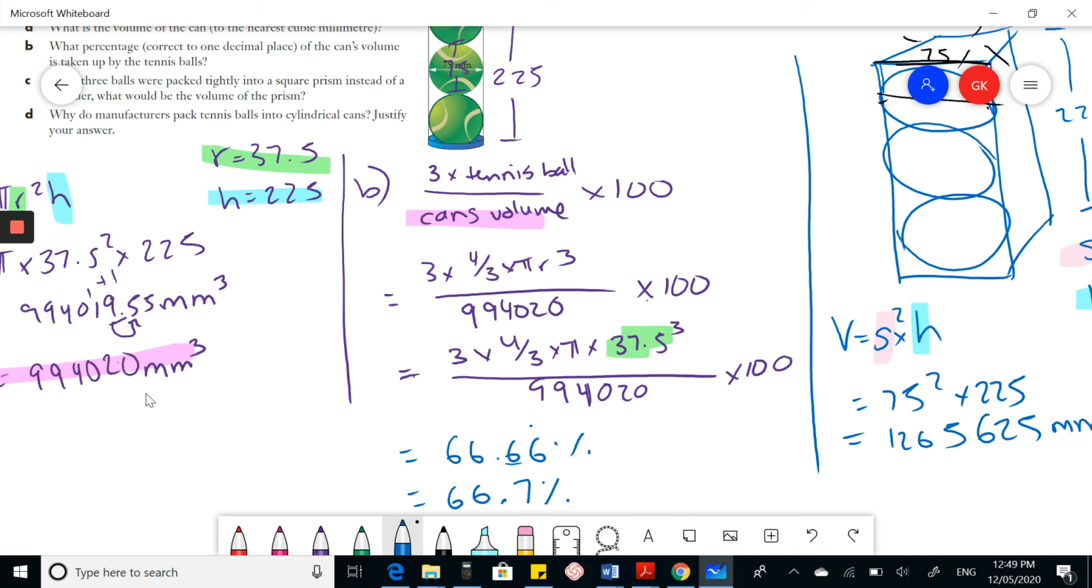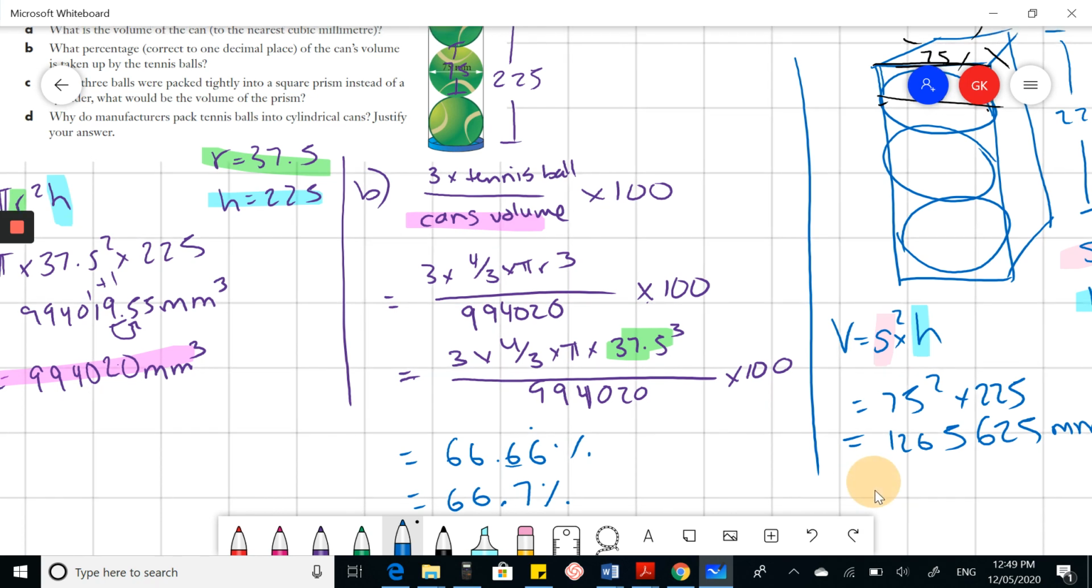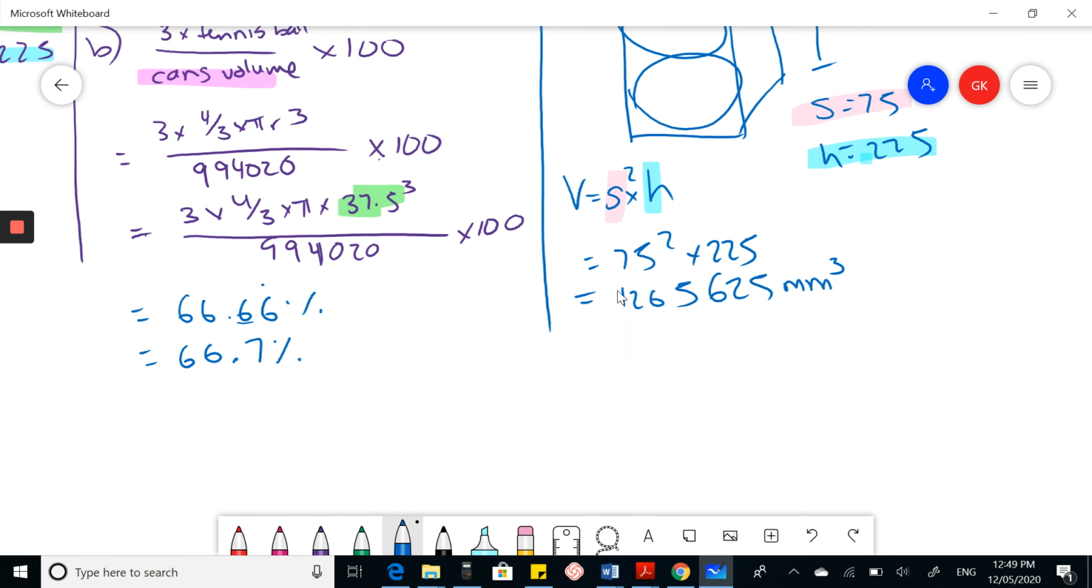So over here, the volume of the cylindrical can is 994,020 millimeters cubed. Whereas the volume of this, the square prism, is 1,265,625 millimeters cubed. So you can see that the square prism takes up more space. And that's probably why manufacturers will choose to use a cylindrical can over a square prism, because square prisms take more space up. Okay, I hope that helps, and ask me more questions if you need help.